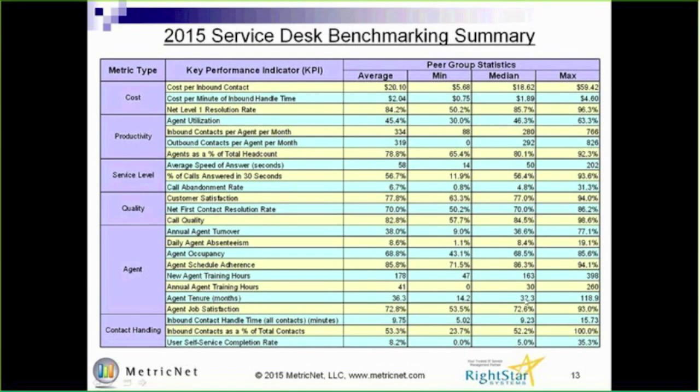Okay, I've just flipped slides, although it may not look like it, and we're now looking at the results from our 2015 service desk benchmarks. We've got our 6 categories of metrics listed down the left. We've got the key performance indicators in the second column from the left. Once again, we have statistics: the averages, minimum, median, and maximum. If we look at the cost per inbound contact, globally the number was about $20. If we look at customer satisfaction, globally the number was about 78%.